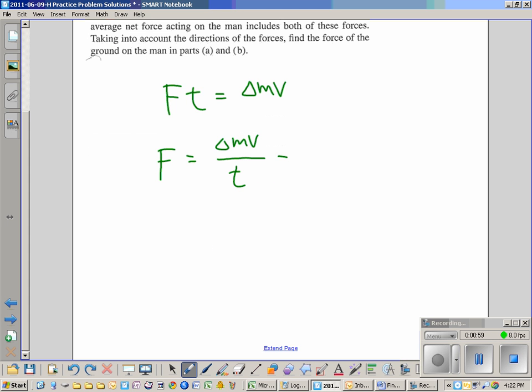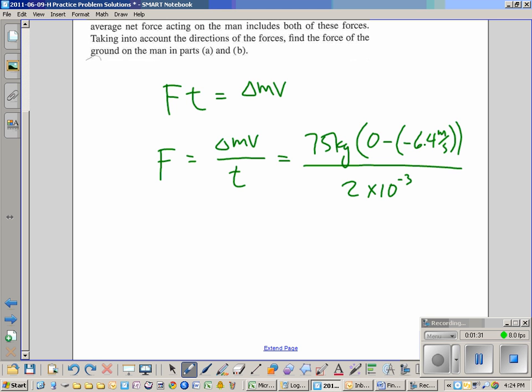Since it's actually mass times delta v, because the mass isn't going to change, the velocity is, now we'll put in the mass, which is 75 kilograms, times delta v, which is v final 0 minus negative 6.4 meters per second. That'll give us a positive, of course. And then we had 2 milliseconds, which is 2 times 10 to the negative third seconds.